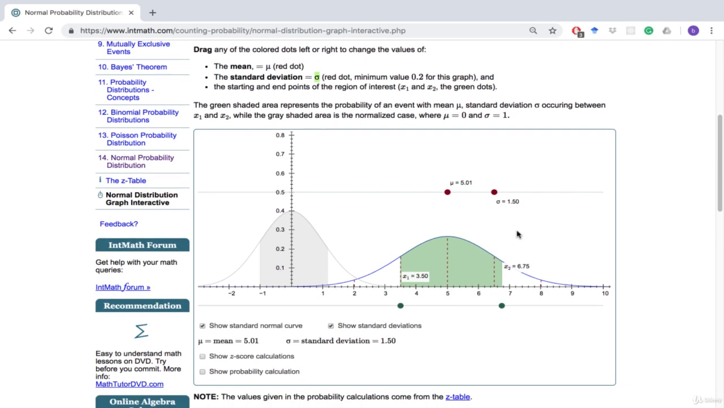So what I want to do with you guys is play with this interactive graph a little bit. The first thing I'm going to do is set this to just some easier numbers.